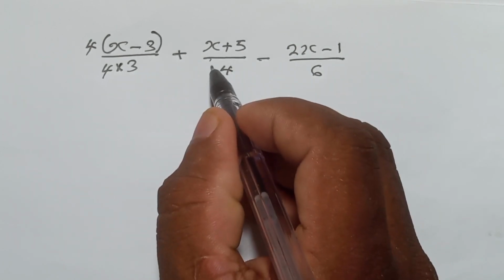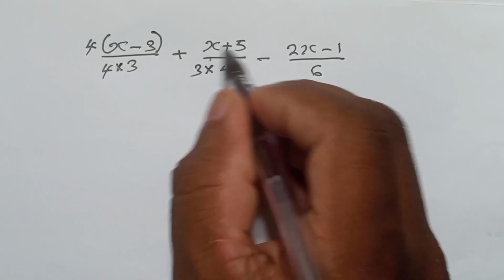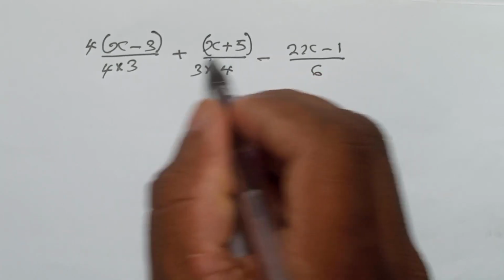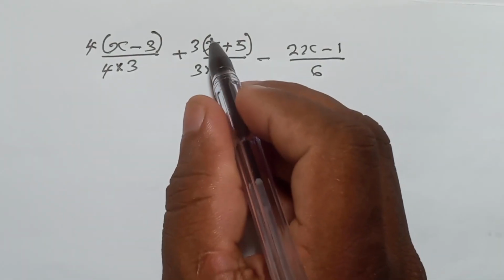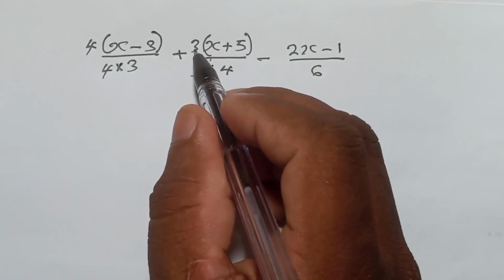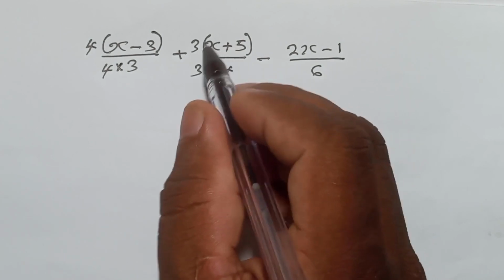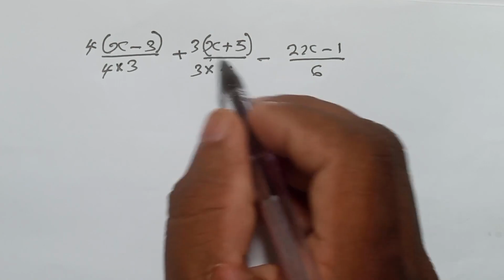Okay, now here I need to multiply by 3 to get to 12. So here also I need to multiply x and plus 5, both by 3. So I'll put here multiply by 3. When I put this bracket, it indicates we need to multiply both, because both are inside the bracket. That's the reason we put the bracket here.